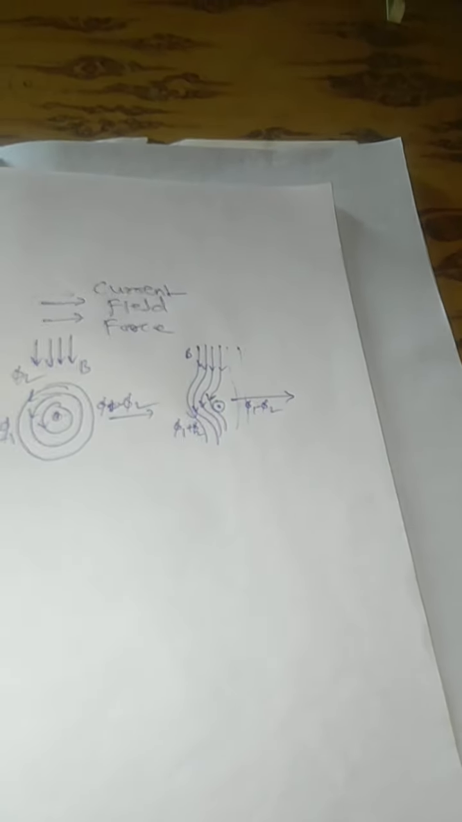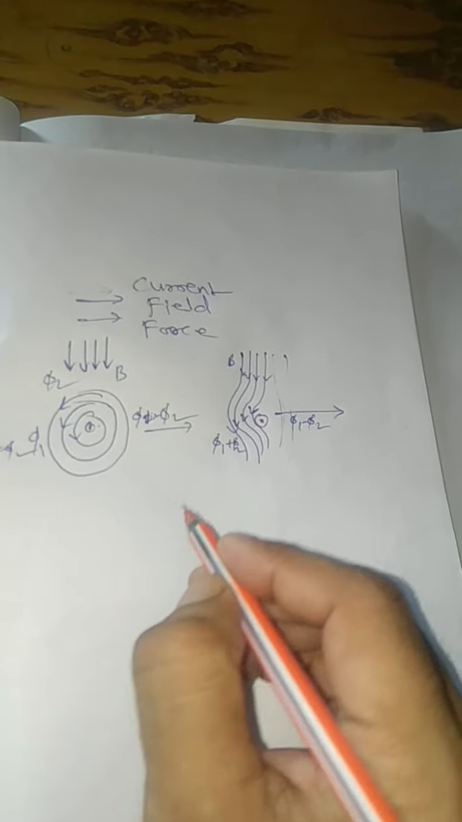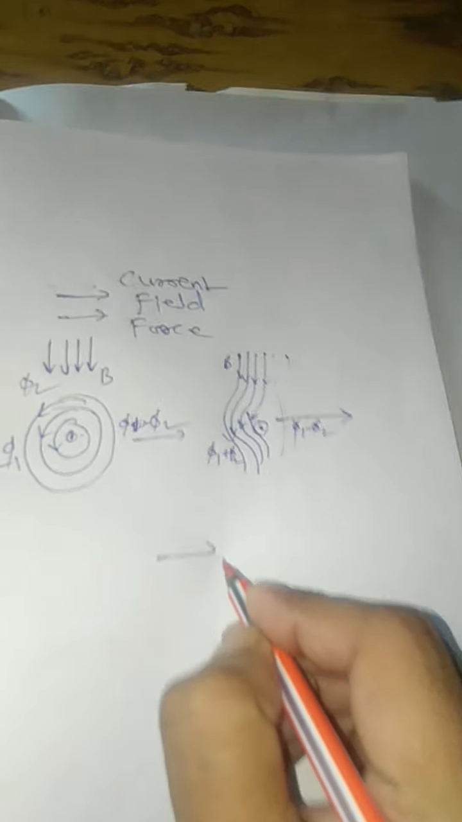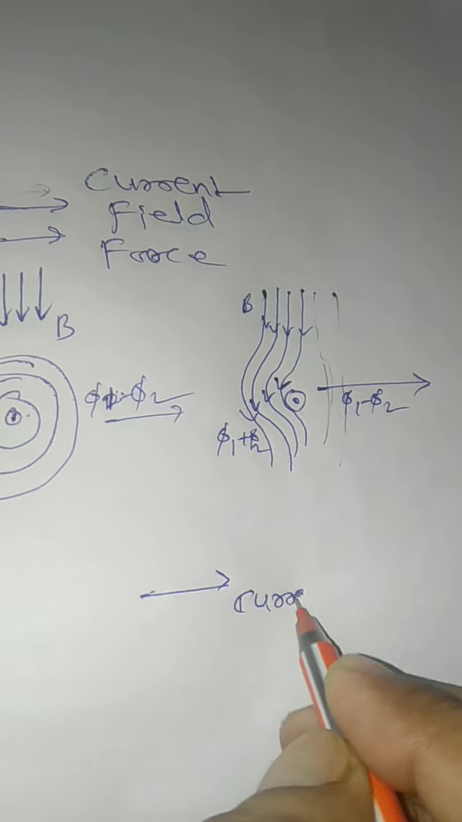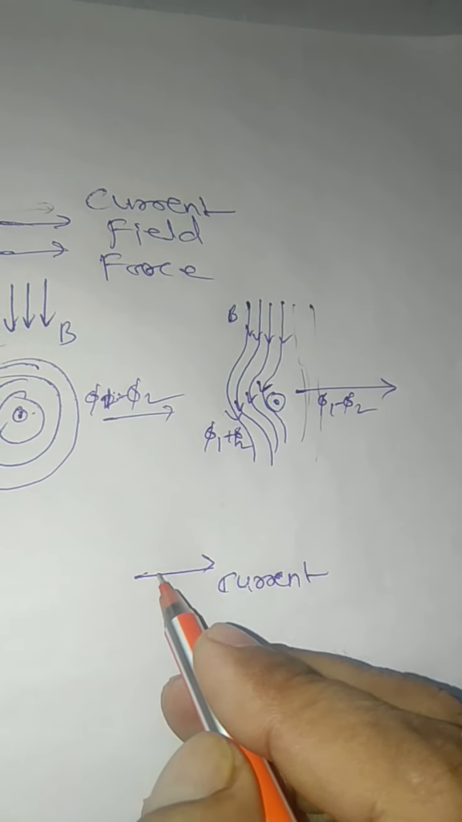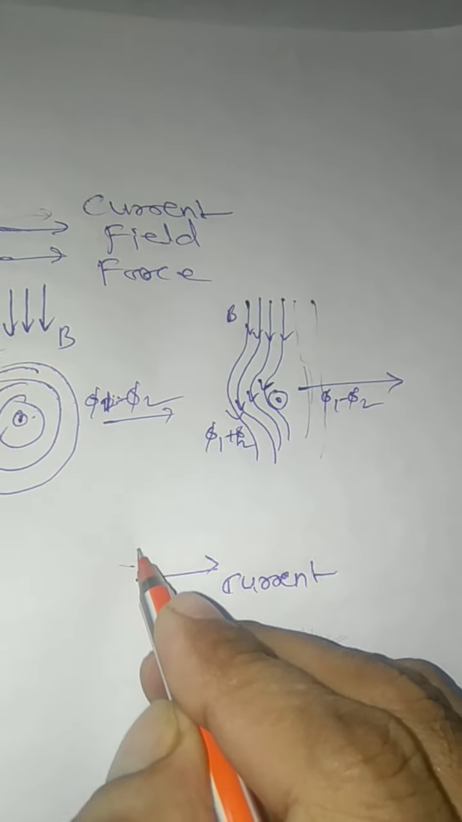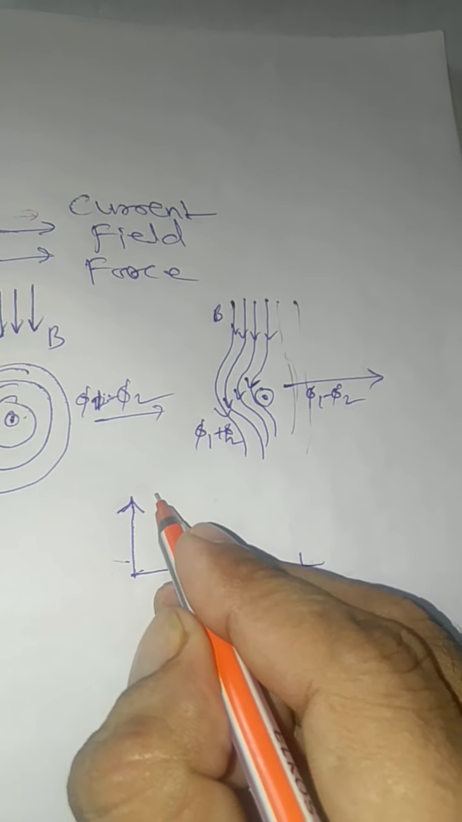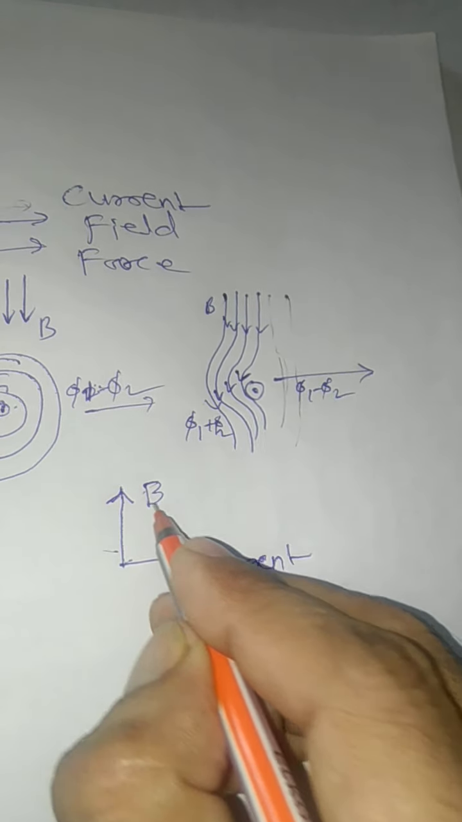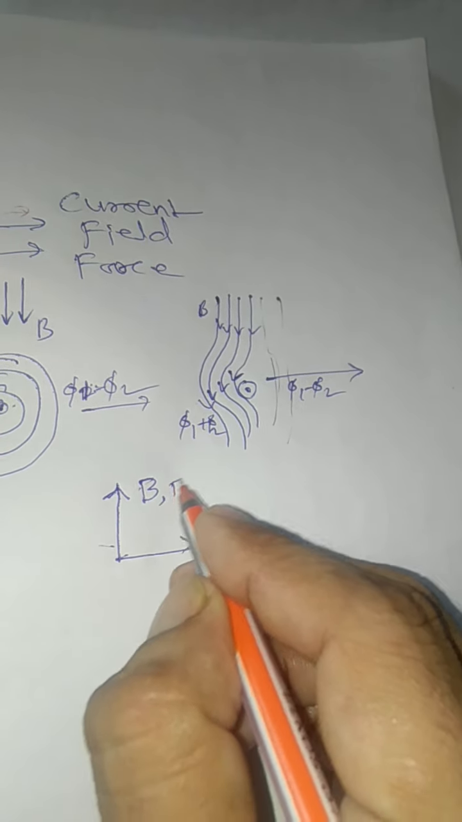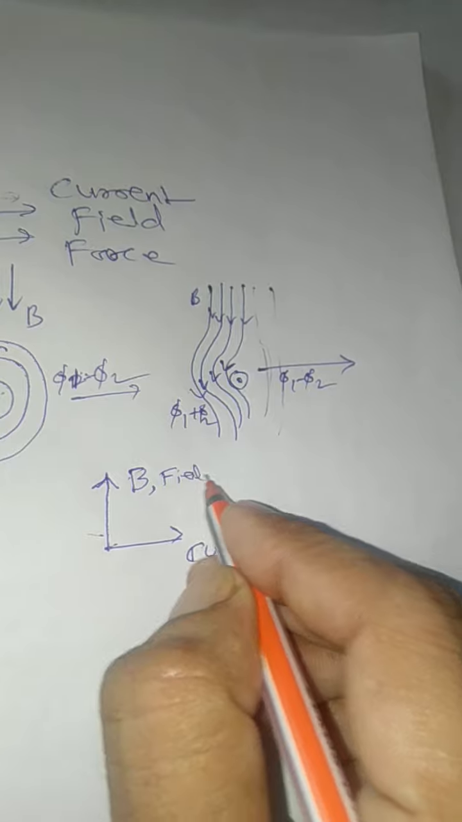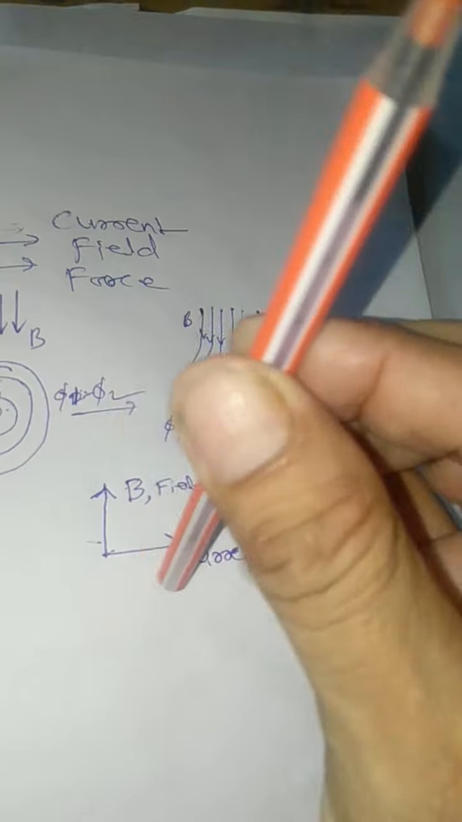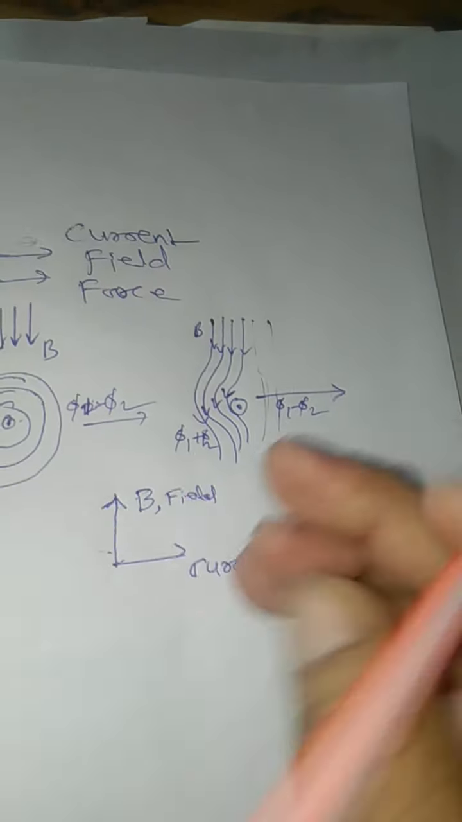So overall we can represent here that if this is the direction of current and this is the direction of field B, okay, then the force will be in this direction, the upwards direction.